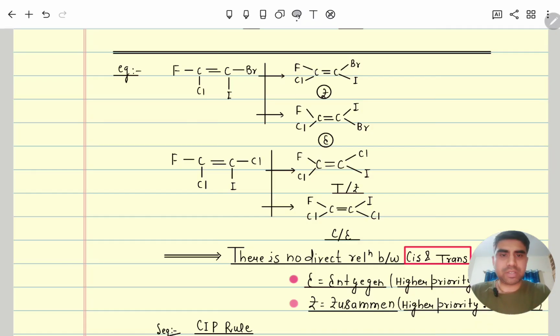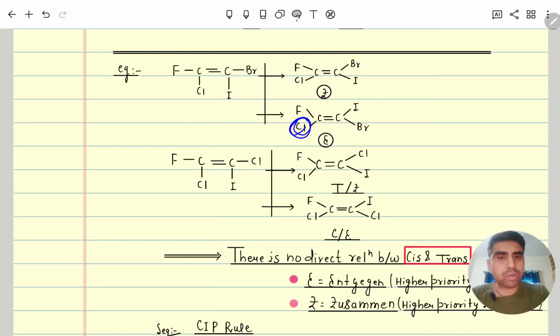So like here we can see, suppose this is a double bond system. So across this, fluorine, chlorine, bromine, iodine, or one interchange. So here we can see that the highest atomic number on this side is chlorine, and on this side the highest atomic number is iodine. So here both are on the same side, so it is called zusammen.